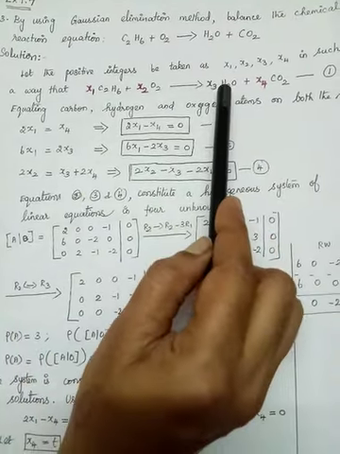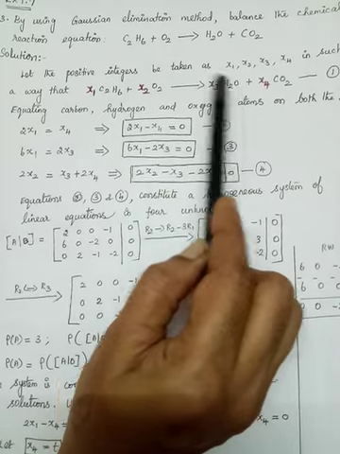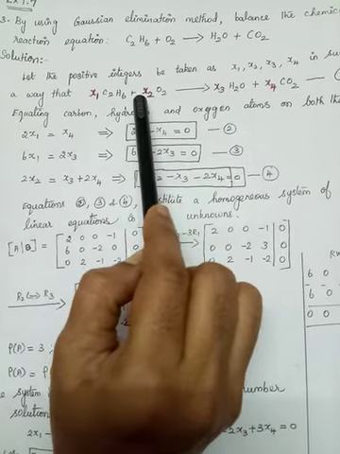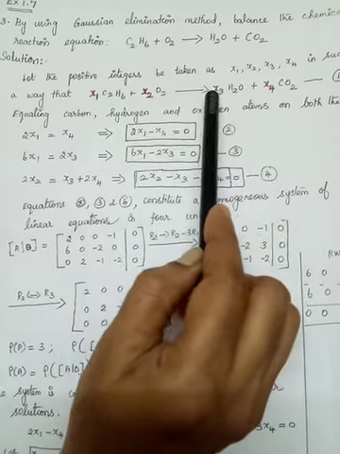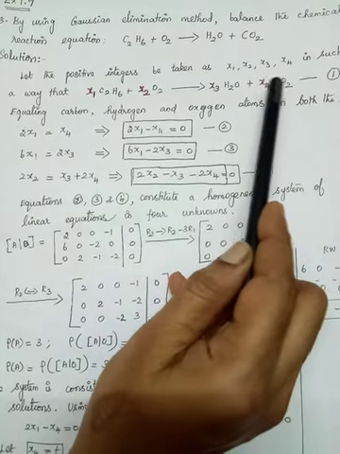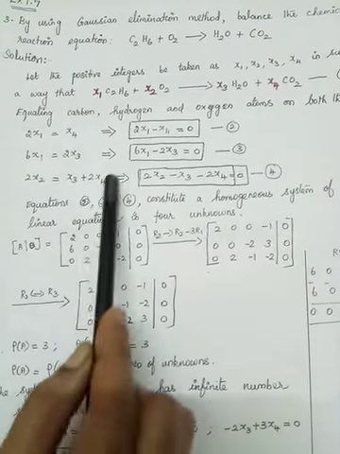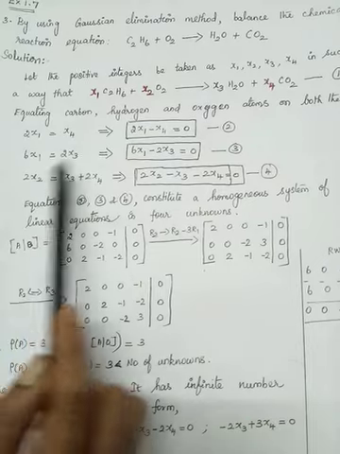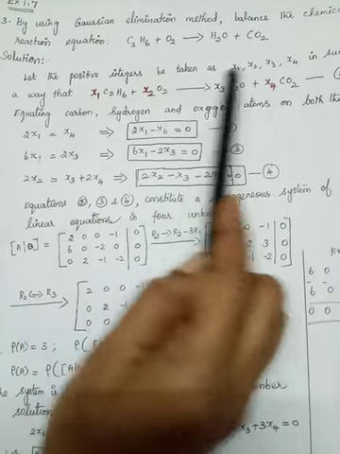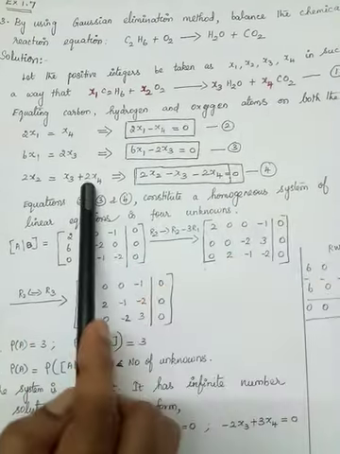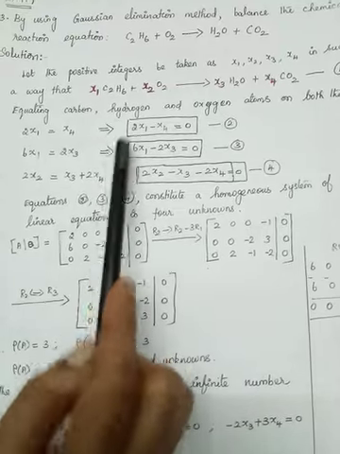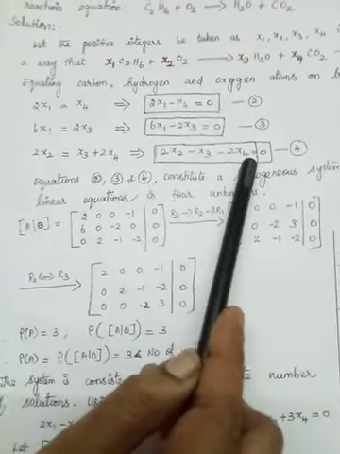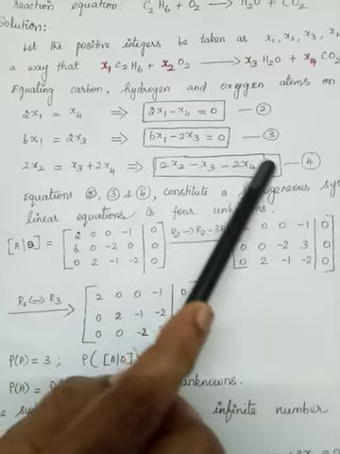On the left side you have oxygen, so it is 2x2. On the right side, you have 1x3 and 2x4. So the equation will become 2x2 is equal to x3 plus 2x4. I brought all the variables to one side and made the right-hand side 0.